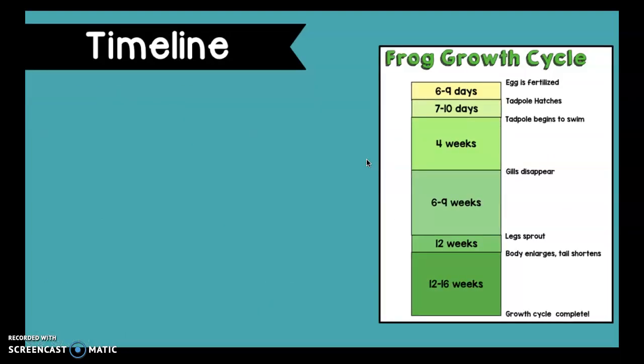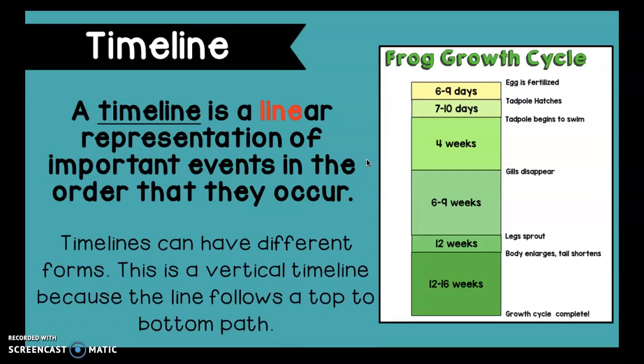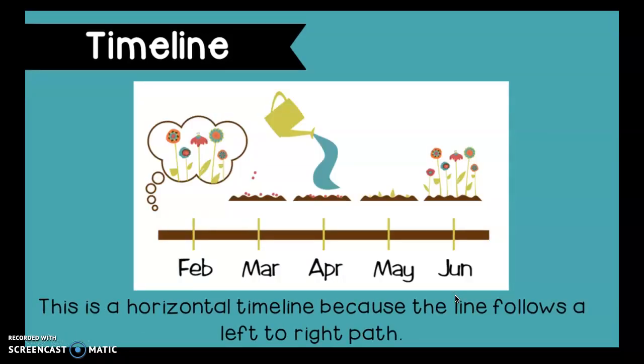Here is a timeline. A timeline is a linear representation of important events in the order that they occur. Timelines can have different forms. This is a vertical timeline because its line follows a top to bottom path. So it goes from 6 to 9 days all the way to 12 to 16 weeks. And this timeline is a horizontal timeline because it follows from left to right.